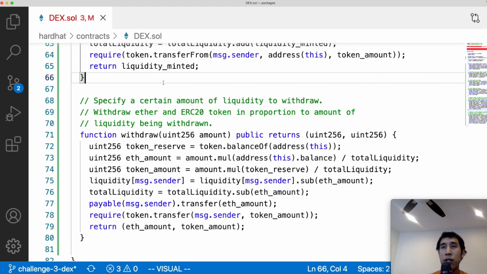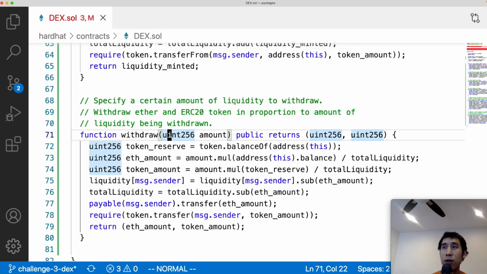Our withdraw function works in a very similar way. When the depositor calls withdraw, they'll specify the amount of liquidity that they want to withdraw. The function will divide that amount of liquidity by the total liquidity and then return the proportional amount of Ether and ERC20 tokens. For example, to determine the amount of Ether that is returned during the withdrawal, the function will divide the input liquidity, or the amount, by the total liquidity, and then multiply that by the total Ether balance.